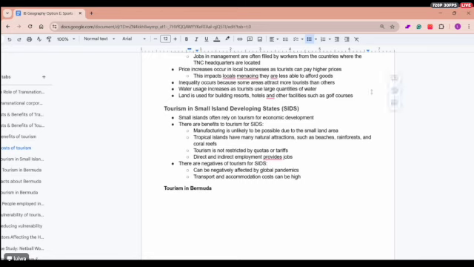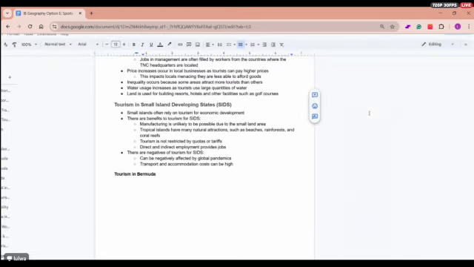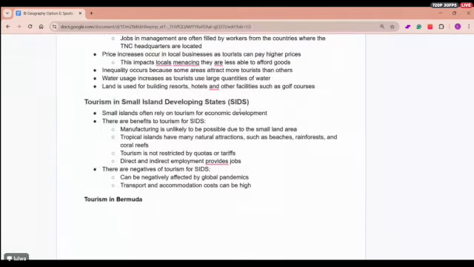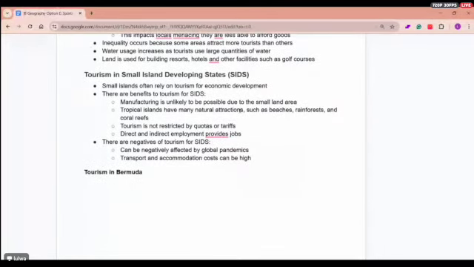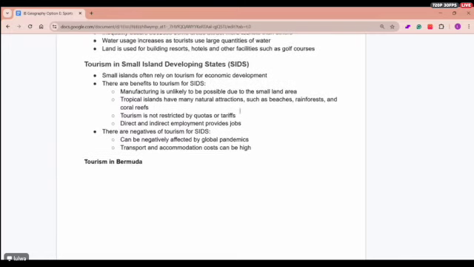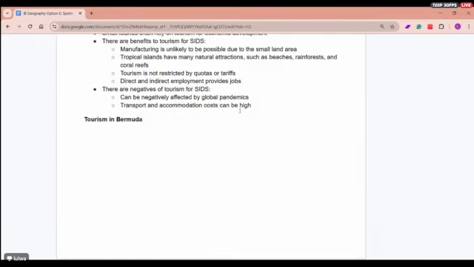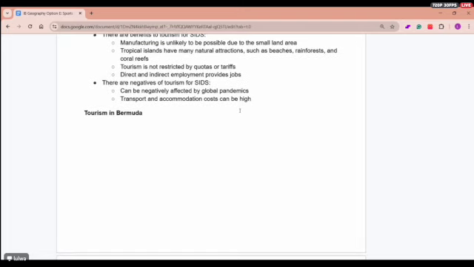So, what about tourism in small island developments? Small islands often rely on tourism for economic development. And there are benefits because manufacturing is unlikely to be possible there, and tropical islands have many natural attractions, such as beaches, rainforests, and coral reefs. Tourism is not really restricted there, and direct and indirect employment does provide jobs in the area. However, there are very negative impacts because their economy can be negatively affected by global pandemics, and transport and accommodation costs to go there are really high.